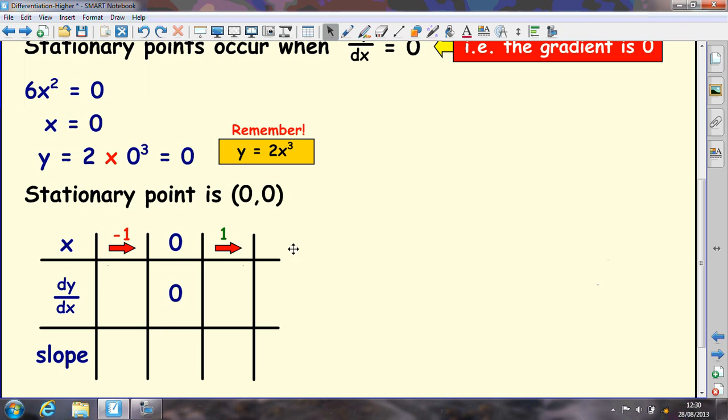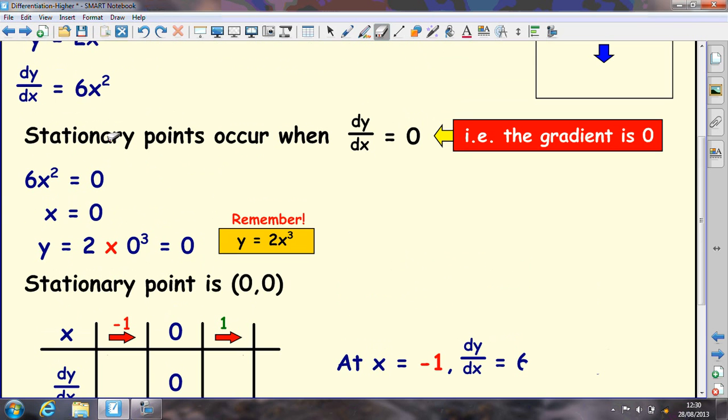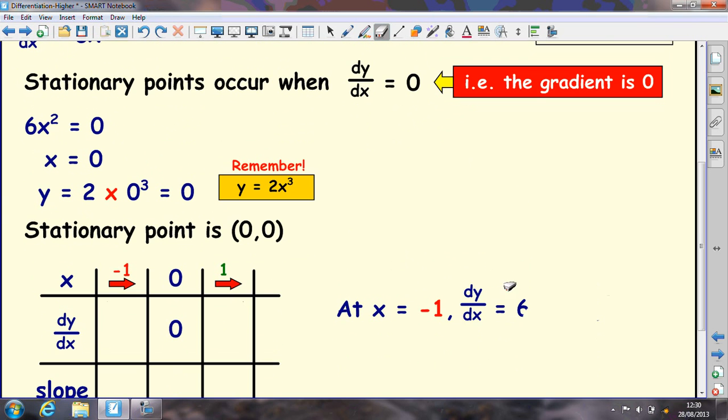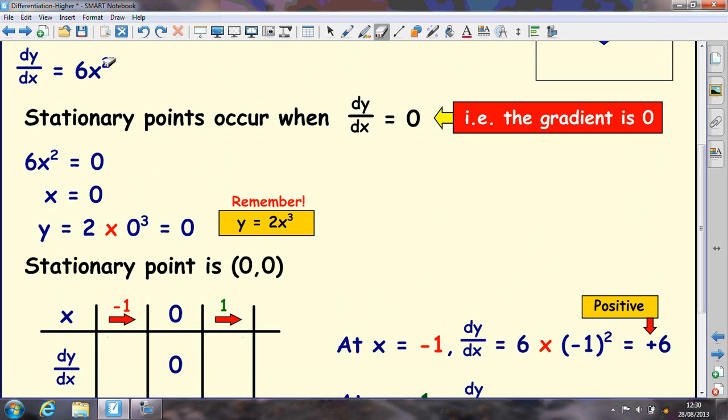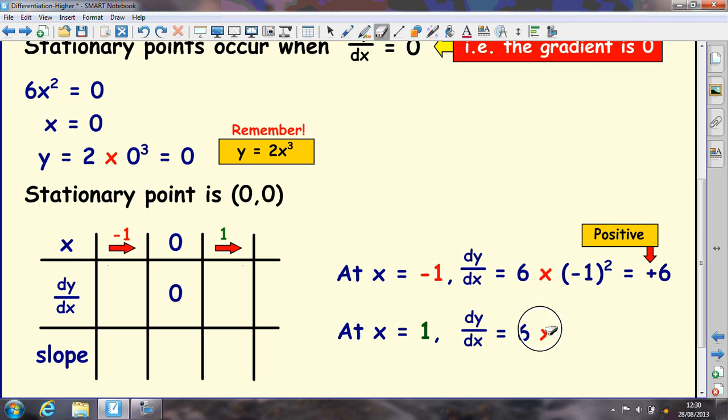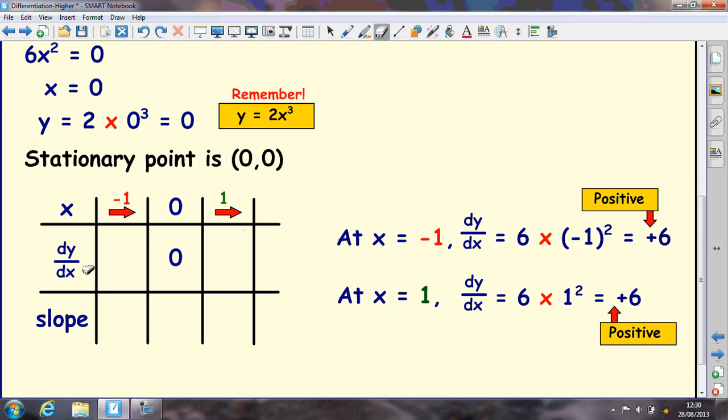So at x equals negative 1, we'll substitute that into the derivative. The derivative is this value here, 6x squared. So 6 times negative 1 squared equals positive 6. Then we'll substitute 1 into the derivative. So same idea, substitute it into this part, and you get positive 6 again. So we have a positive here and a positive here.